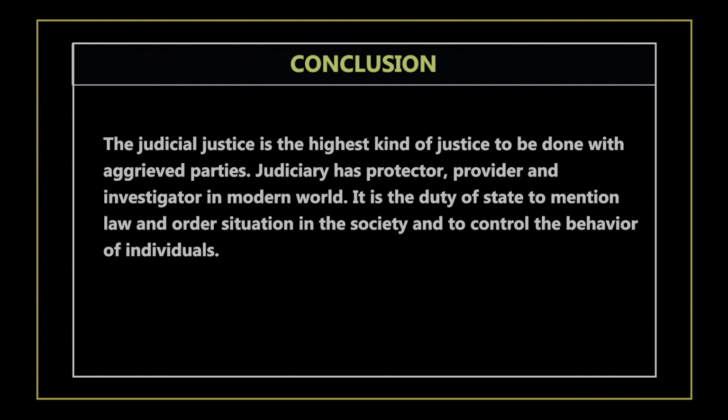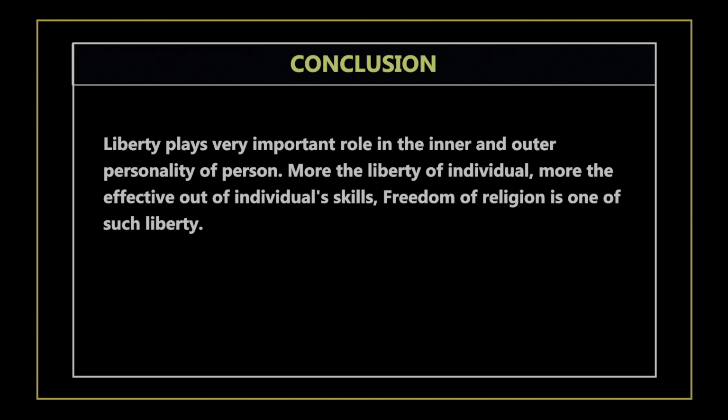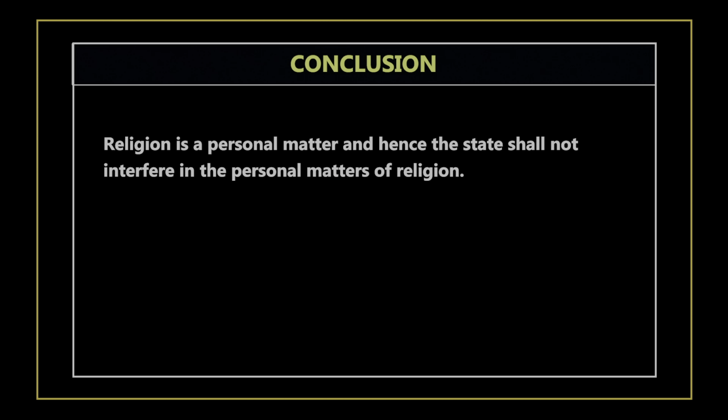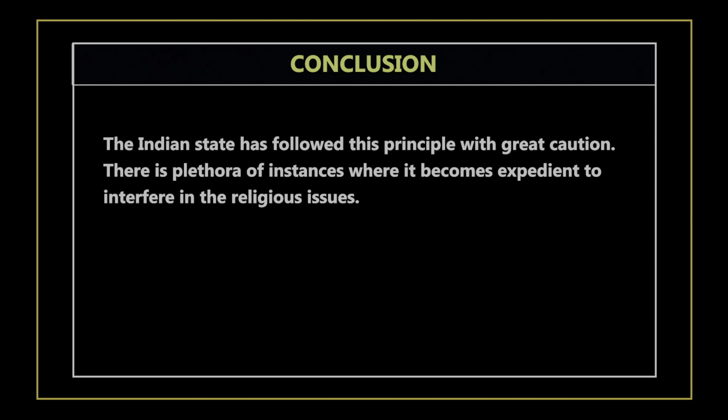Concluding the topic, judicial justice is the highest kind of justice to be done to aggrieved parties. The judiciary is the protector, provider and investigator in the modern world. It is the duty of the state to maintain the law and order situation in society and to control the behavior of individuals. Liberty plays a very important role in the inner and outer personality of a person. The more the liberty of an individual, the more effective the individual's skill. Freedom of religion is one such liberty. Religion is a personal matter and hence the state shall not interfere in the personal matters of religion. The Indian state has followed this principle with great caution. There is a plethora of instances where it becomes expedient to interfere in religious issues.